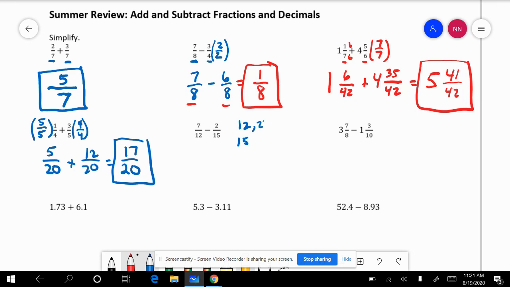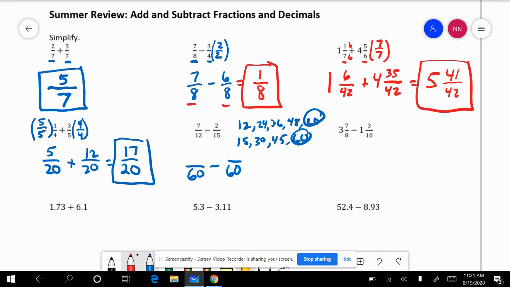So 12, 24, 36, 48, 60. For 15, it's 15, 30, 45, and 60. So we see that they both have a 60 in common. So that right there would be a common denominator of 60. That's one way of figuring out the common denominator. The other one is a factor tree. That takes a little bit more work, so we're just going to focus on finding multiples.